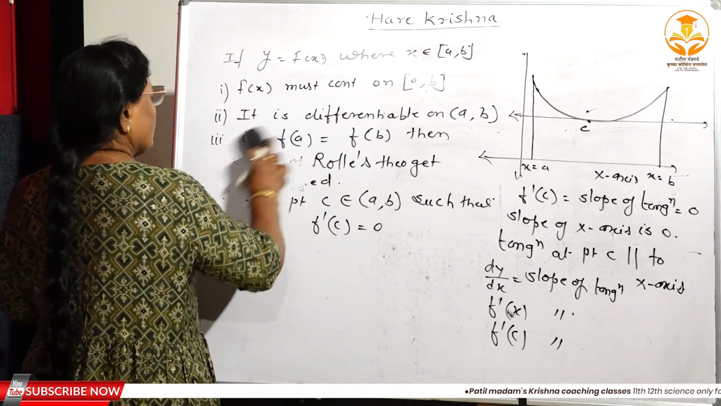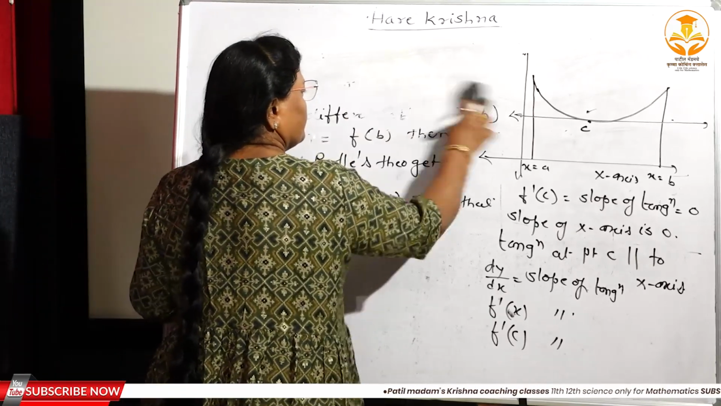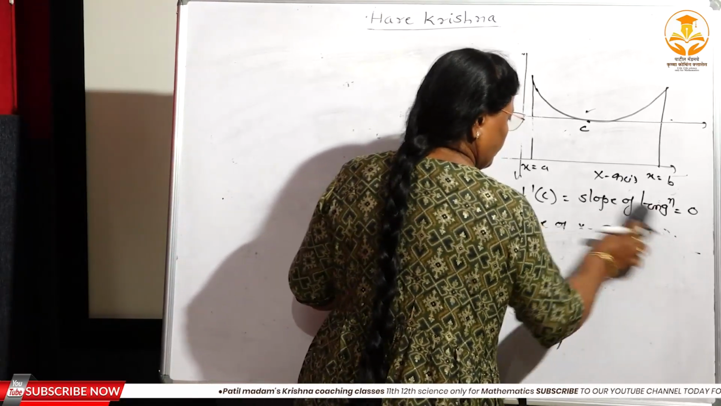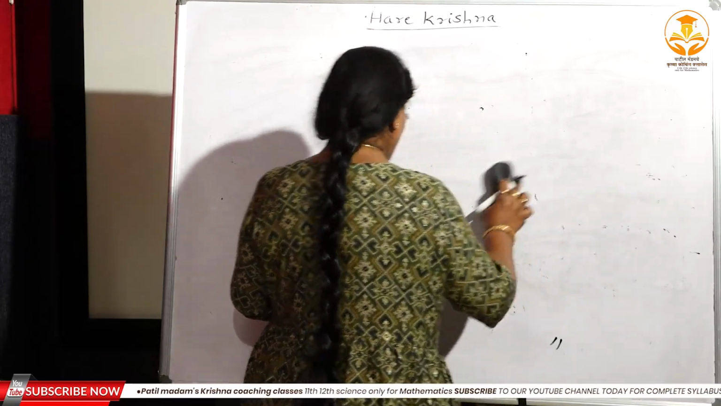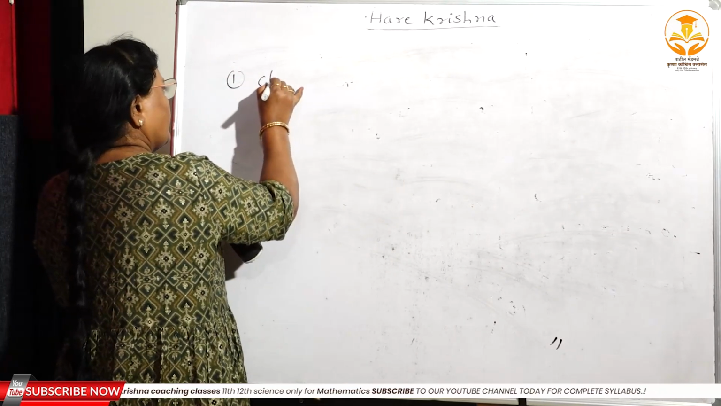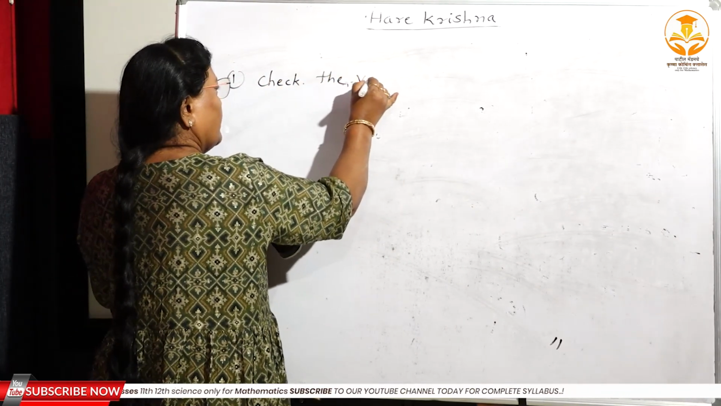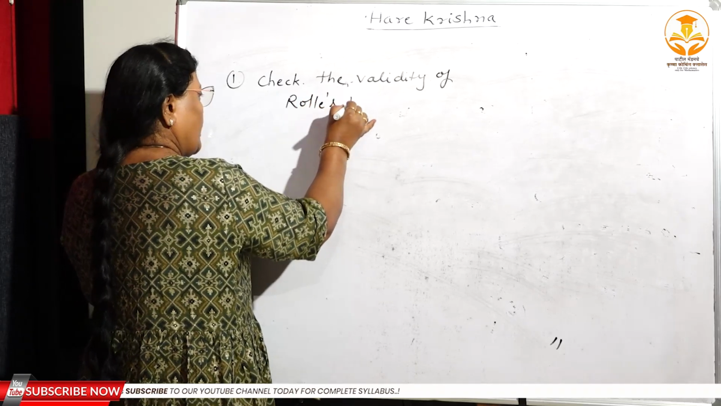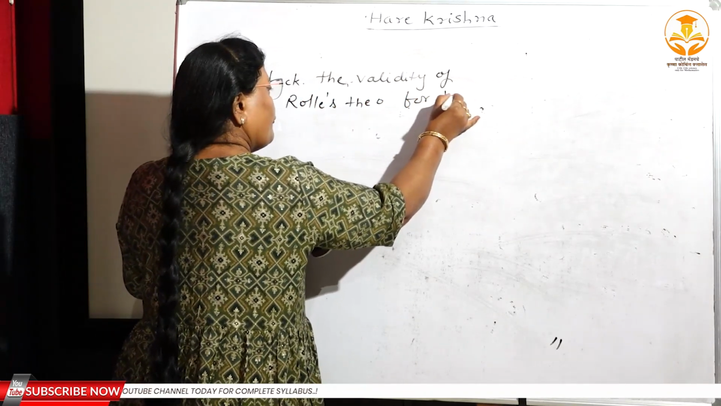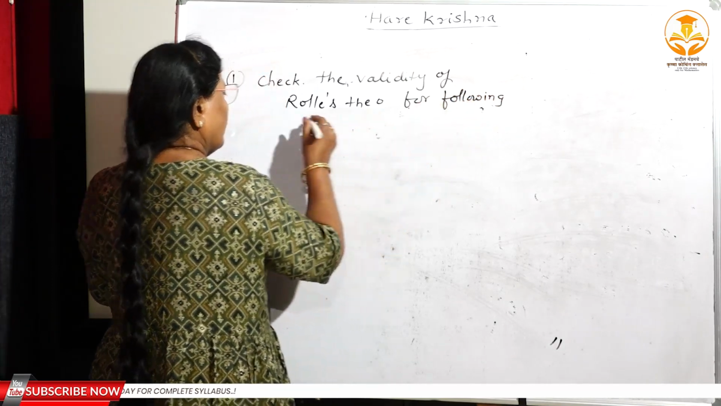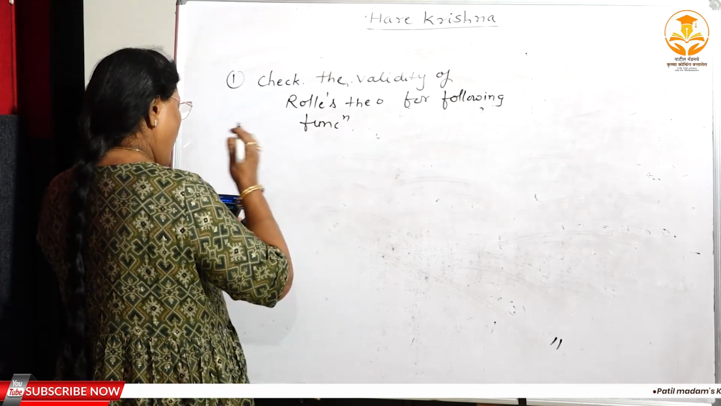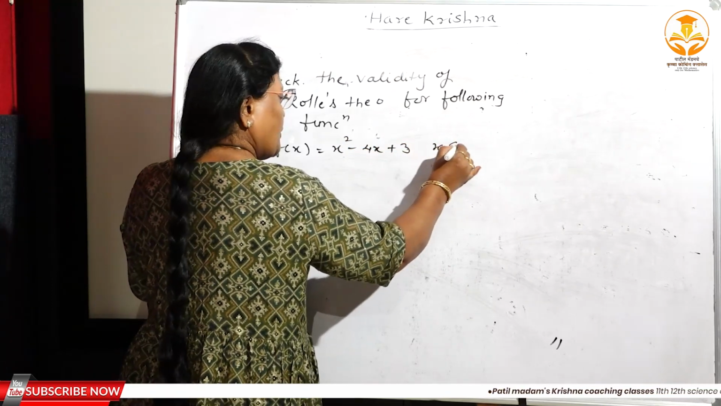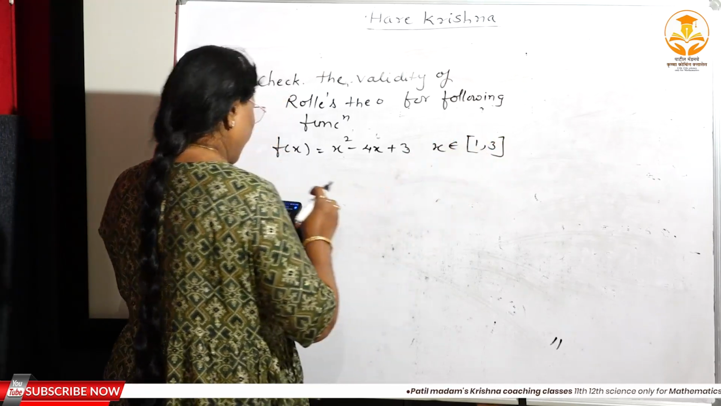Now let us take a simple example. Check the first question: check the validity of Rolle's theorem for the following function, f of x is equal to x square minus 4x plus 3, x belongs to [1, 3], isn't it?